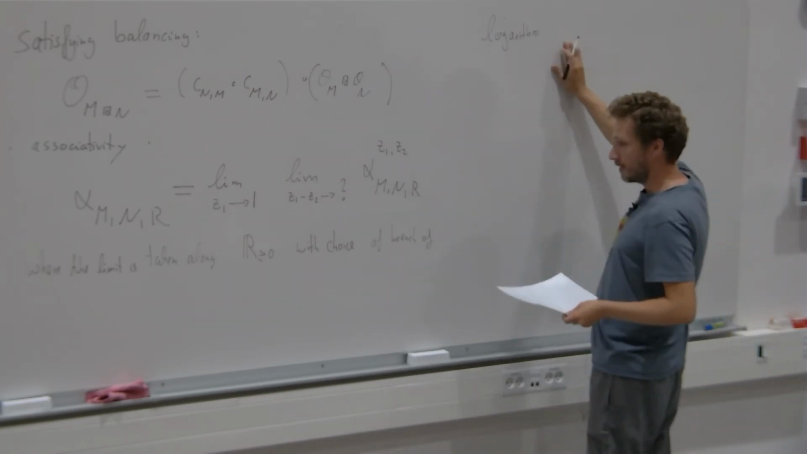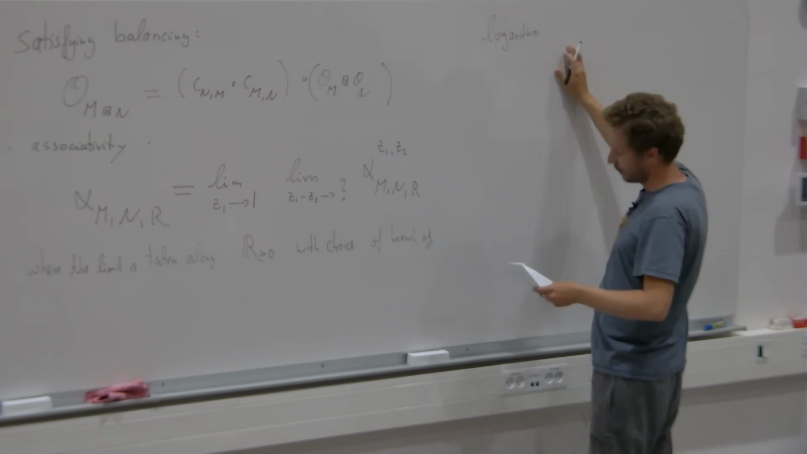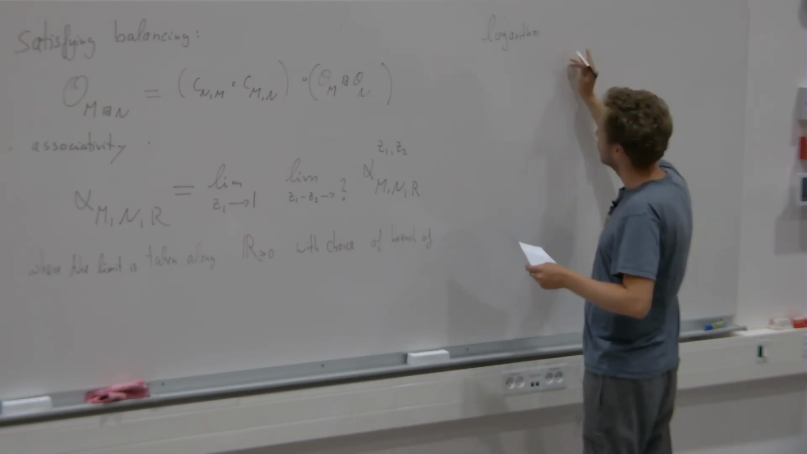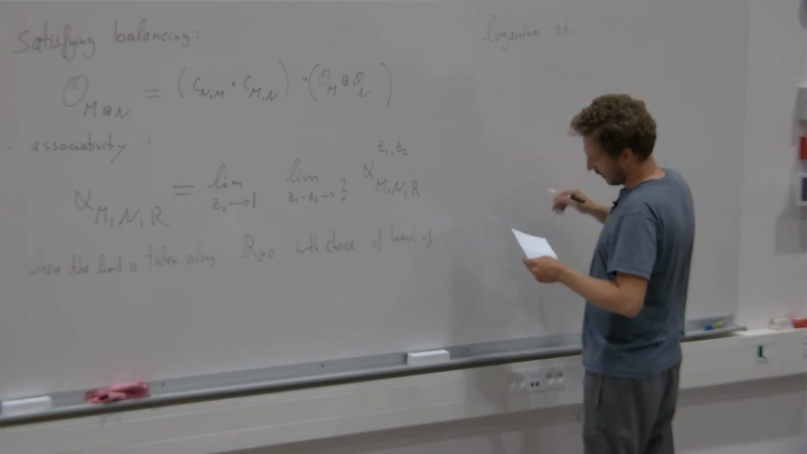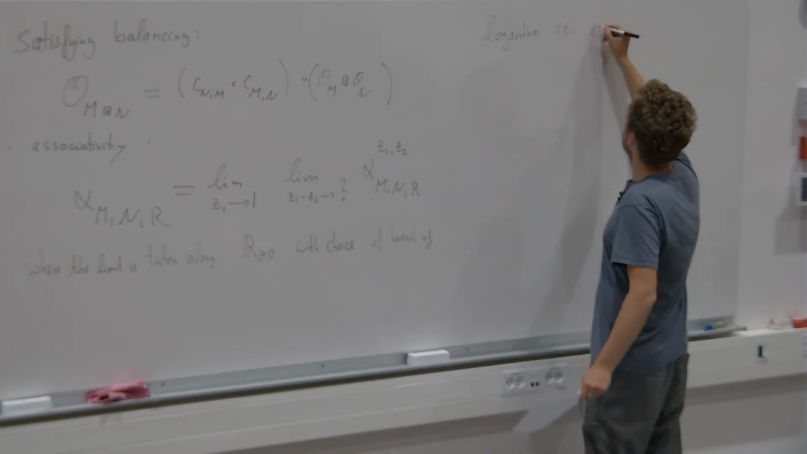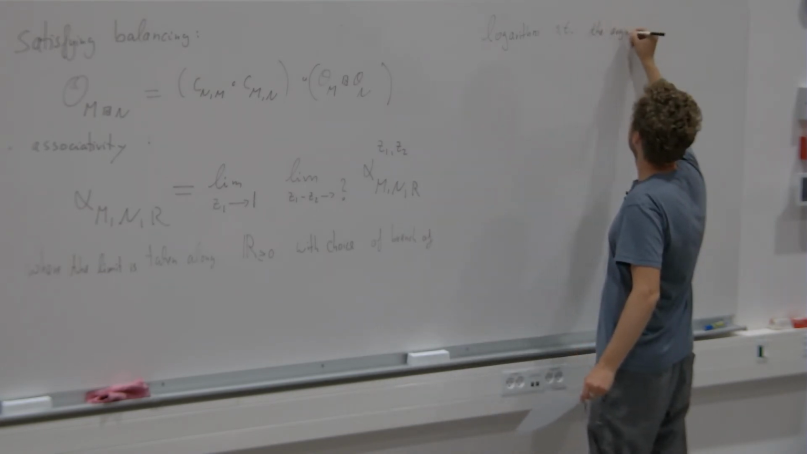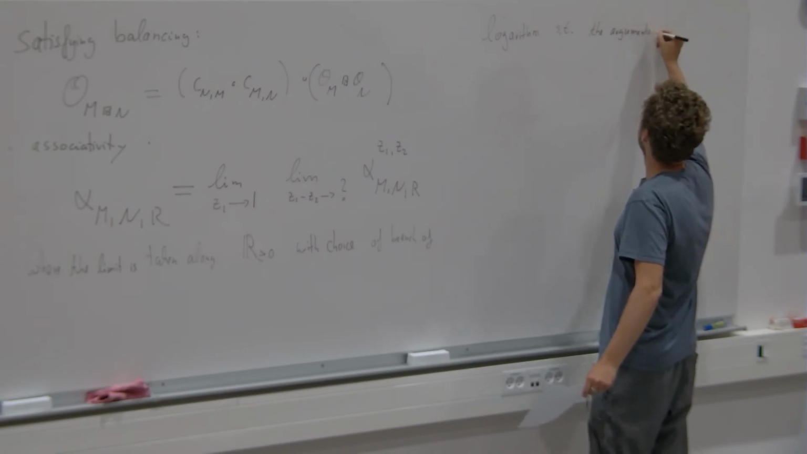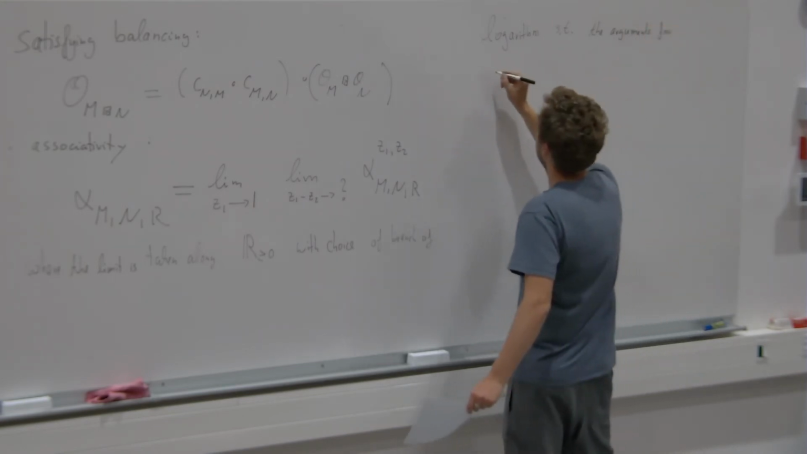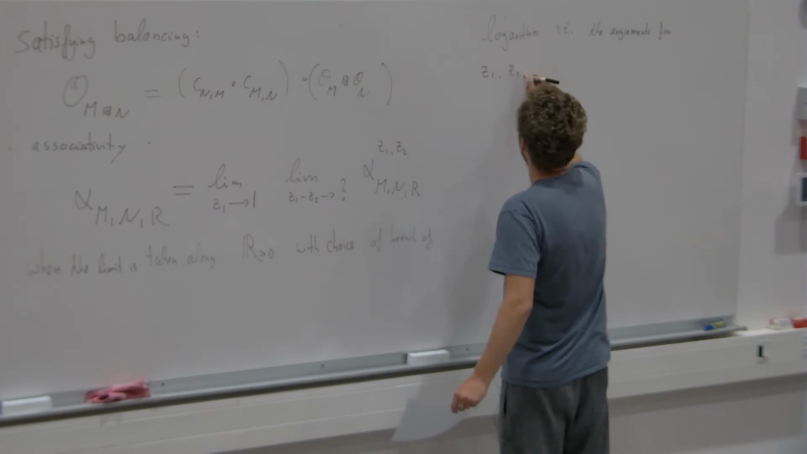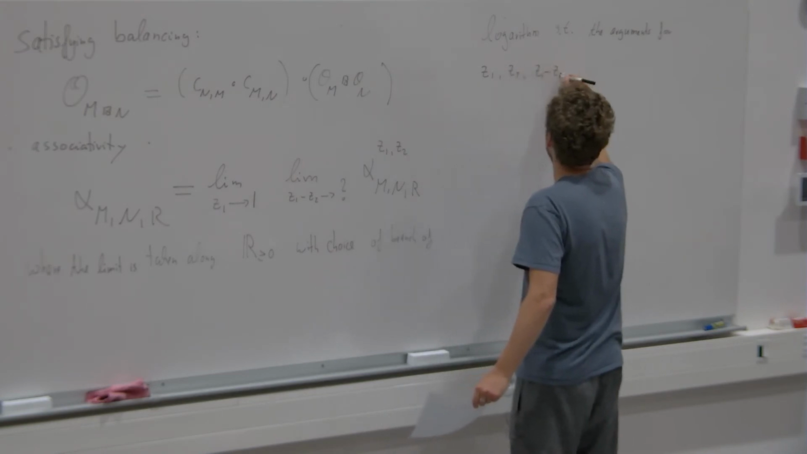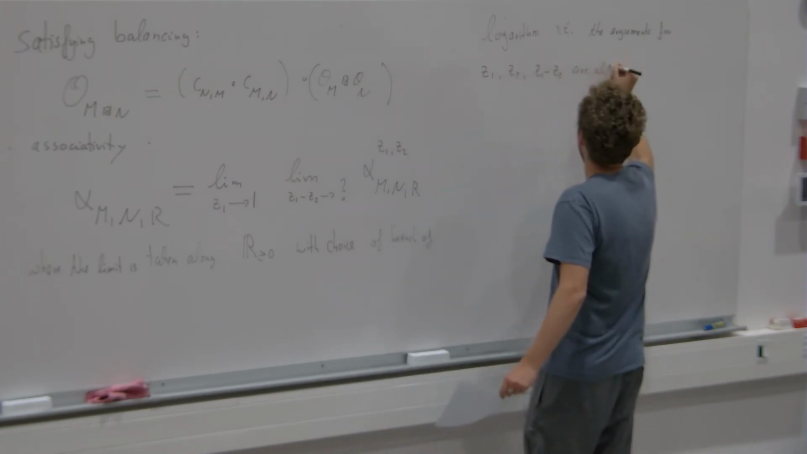So with the choice of branch of logarithm such that the arguments for z1, z2, z1 minus z2 are all 0.